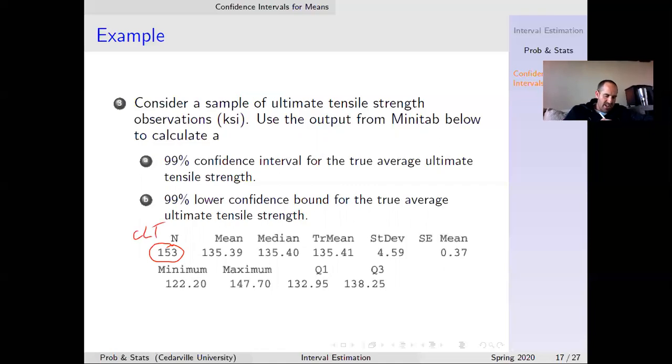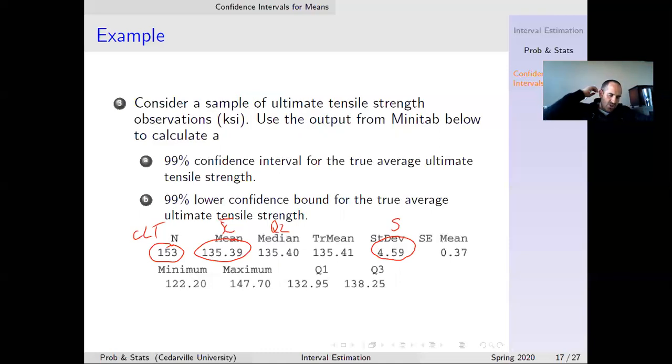This right here is X bar. We have a standard deviation right here. That is S. And there are lots of other things that we talked about a couple lectures back: minimum, maximum, first quartile, and we even have the second quartile, that's the median right here. That's Q2. And we have the first and third quartiles also given in this output.